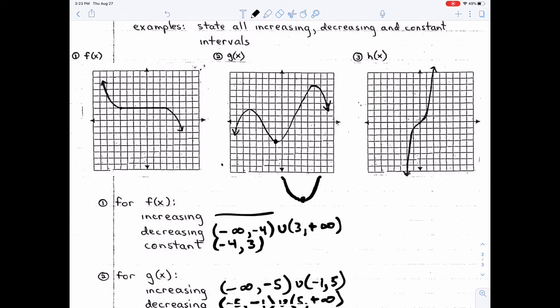The point that's in the middle, it's neither going up nor going down. It's actually just kind of there. I don't want to call it a constant because you need more than one point to have something be constant. But that point is neither going up nor going down. Why?